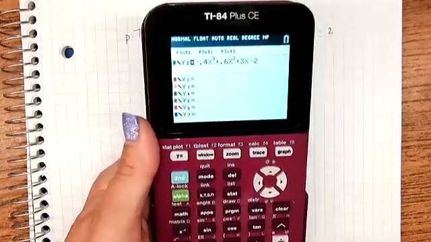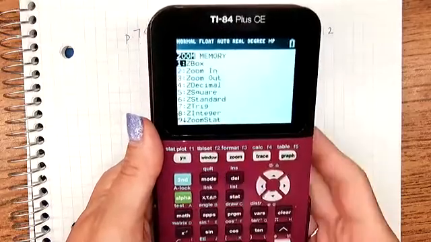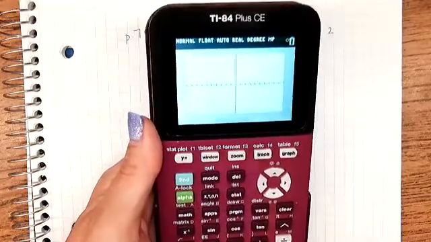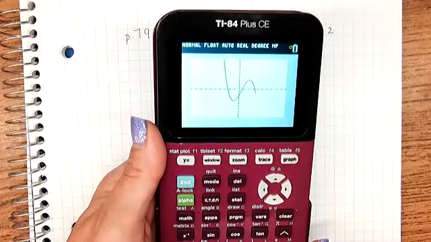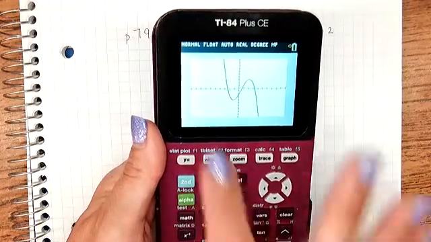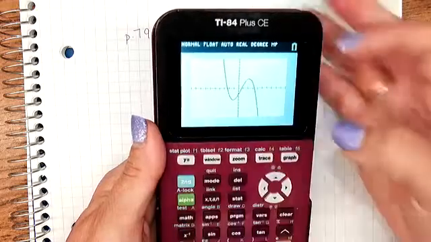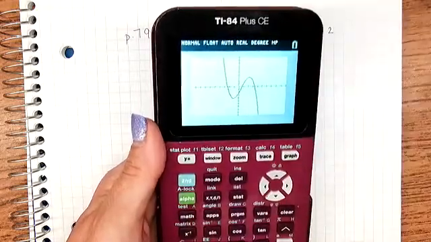Okay, and I'm going to do a zoom 6. I always do a zoom 6. Takes me right back to where I was, back to the standard window. The standard window, x goes from negative 10 to 10, y goes from negative 10 to 10.